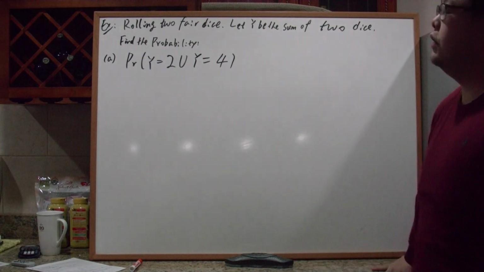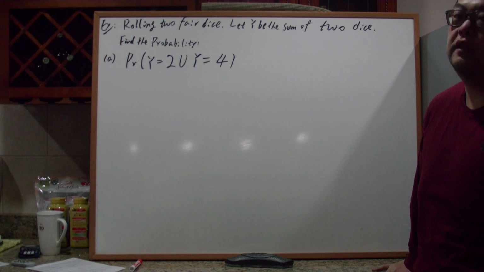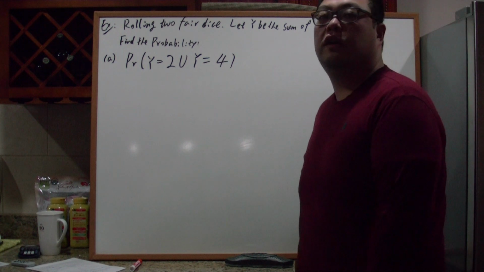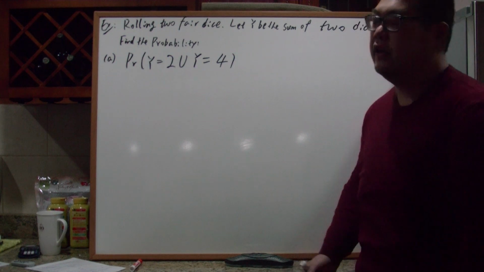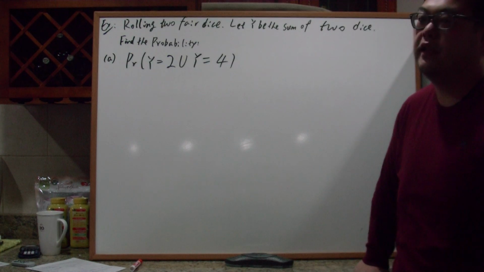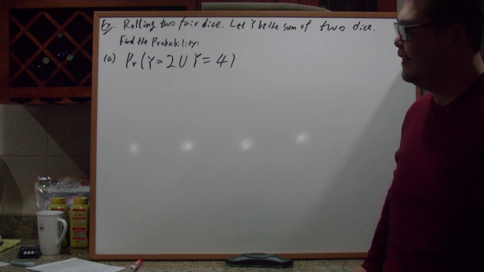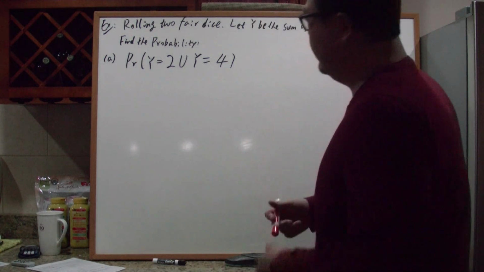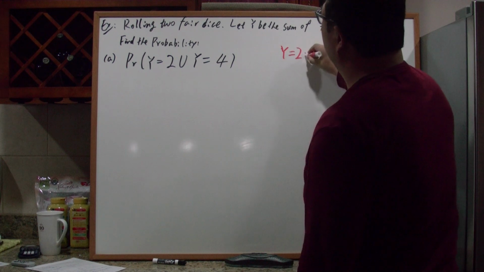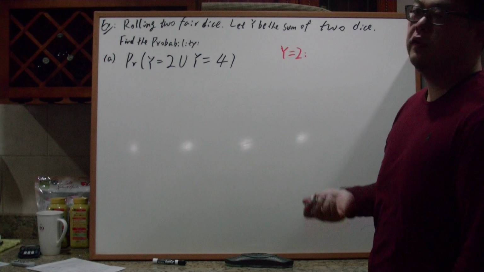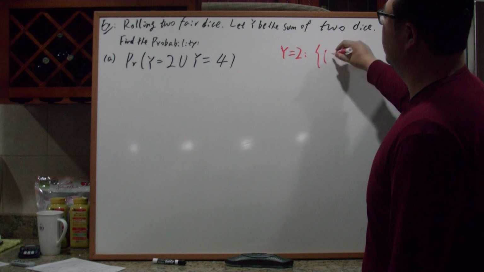Oh, the second part, Y equals 2 union Y equals 4, find that probability, which is the sum is 2 or the sum is 4. If we're thinking carefully, when the sum is 2, it cannot equal 4. Well, let's try to verify it. Let's do the same thing, list the outcomes of how the sum can be 2 and how the sum can be 4 to make sure they do not overlap. Of course they will not, but let's see.